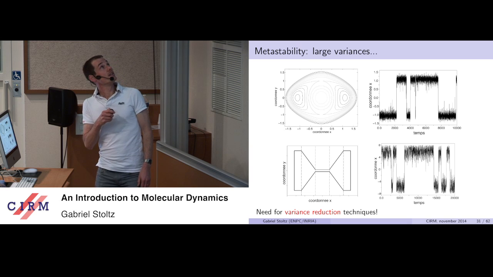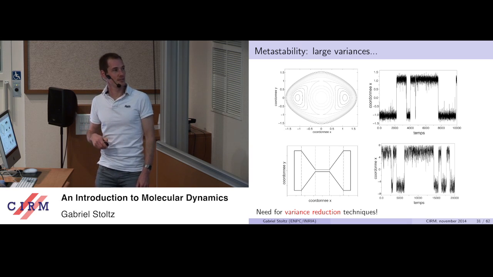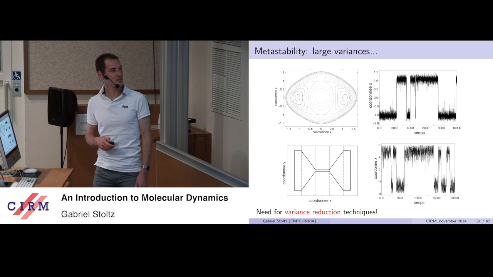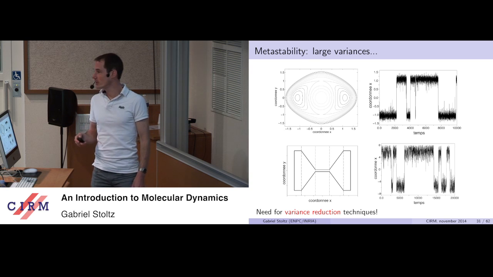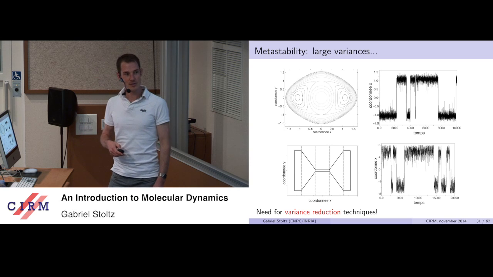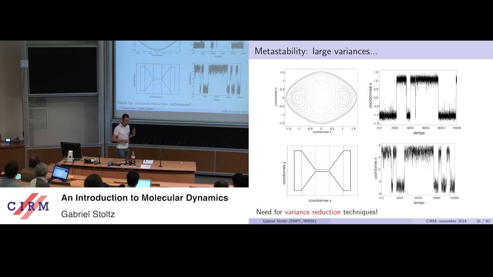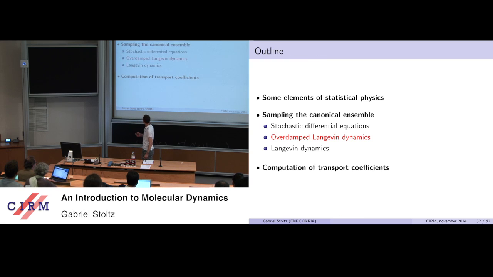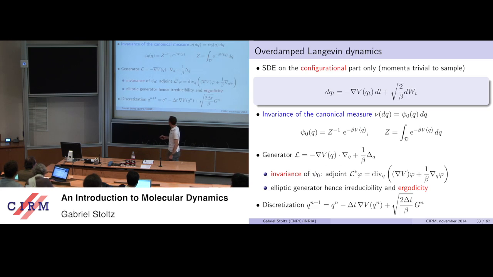And so this is really a pain in practice, this metastability, because it is the source of large variances, and so you need in practice variance reduction techniques to compute averages much more efficiently. So I won't be talking about that today, but really bear in mind that this is a very important topic to make things work in practice. So now, to the dynamics relevant for Andra-like applications and applications in statistical physics in general.